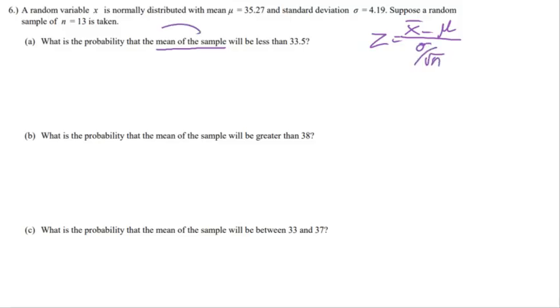It's asking about the mean of the sample. What's the probability that the mean of the sample of 13 is going to be less than 33.5? So we need a z-score that goes along with 33.5. So we're going to put 33.5 in for x bar. So z equals 33.5 minus the mean of the population, which is 35.27, divided by sigma 4.19 over the square root of n, which is 13. All right, so we'll key this into the NumWorks calculator.